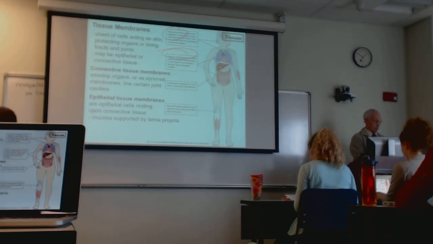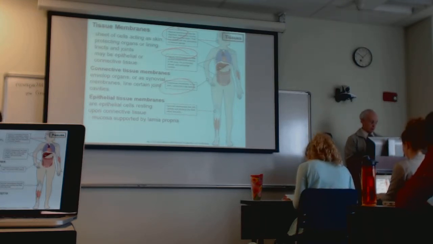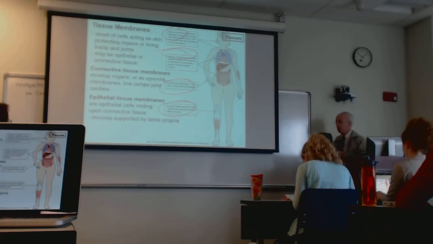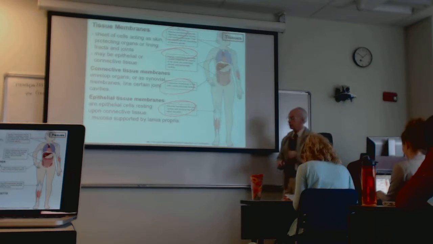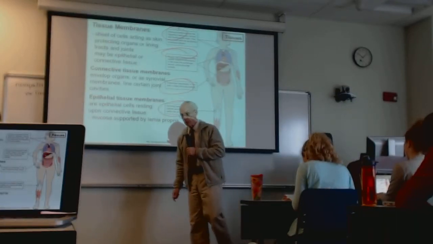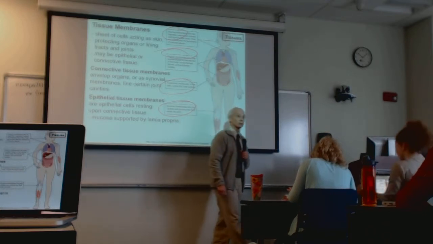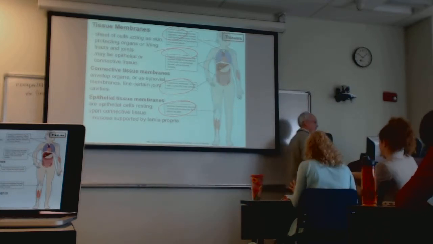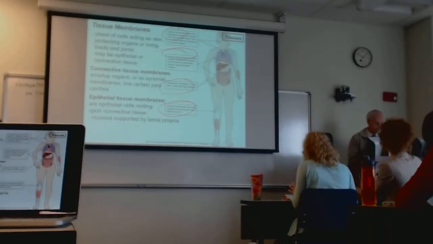The cutaneous membrane is just the integument, the skin. We'll talk a little bit about that. And then you also have the synovial membranes that, for example, line the articulatory surfaces of the synovial joints, not the cartilaginous joints.